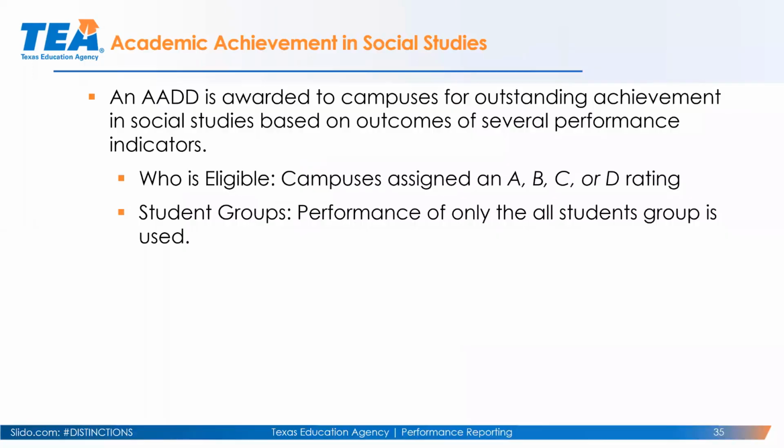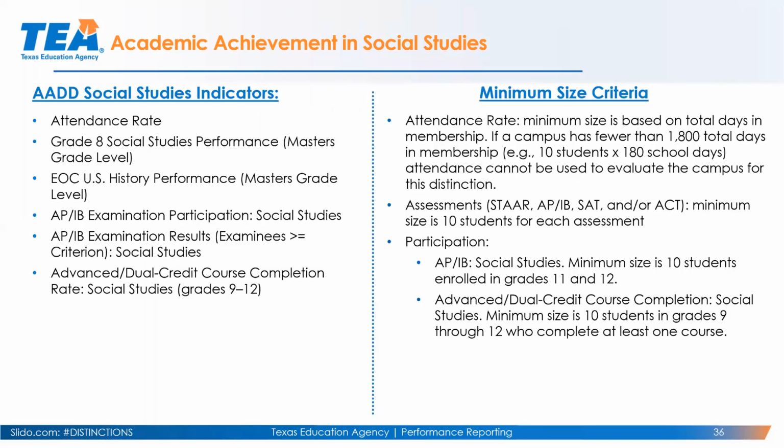Next is social studies. For social studies, we're looking at, again, social studies indicators. Who is eligible? We're looking at campuses assigned an A, B, C, or D rating, and we're looking at the all students group for this distinction. Our social studies indicators are on the left-hand side, and our minimum size criteria for the attendance rate, assessments, and our participation indicators are listed on the right-hand side.